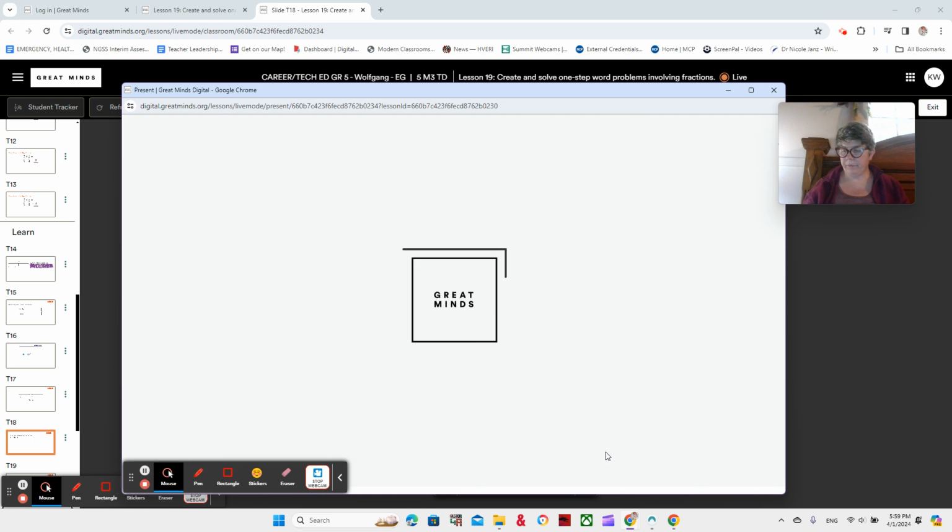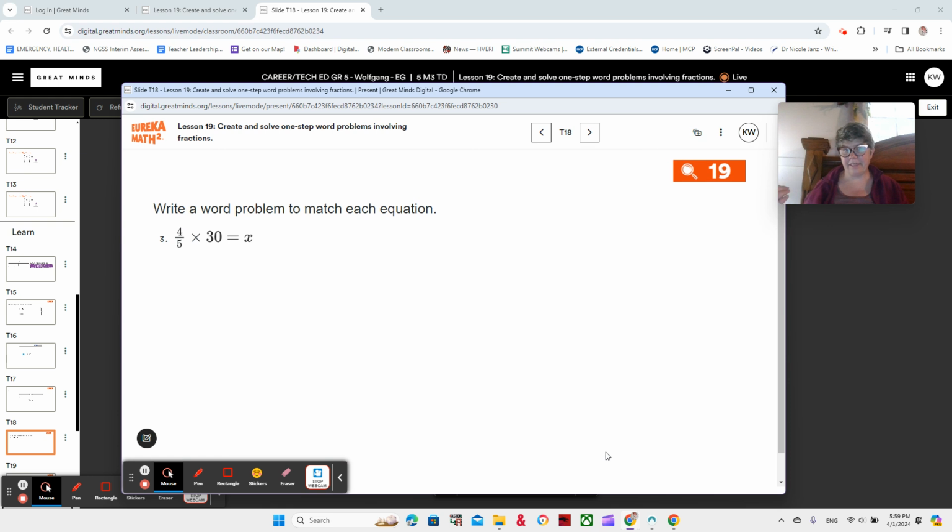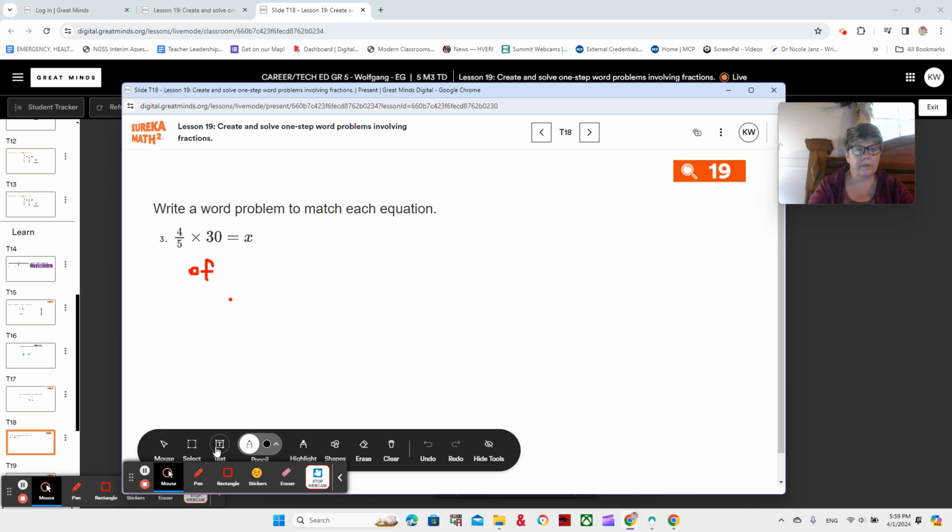Okay, so they're giving us an equation instead of a tape diagram. So let's think about a situation where we could use a word problem that would be solved by evaluating 4/5 times 30. Okay, now remember what we always say, that times means the same as of. So 4/5 of 30. All right, let's get our typing here. Excellent.